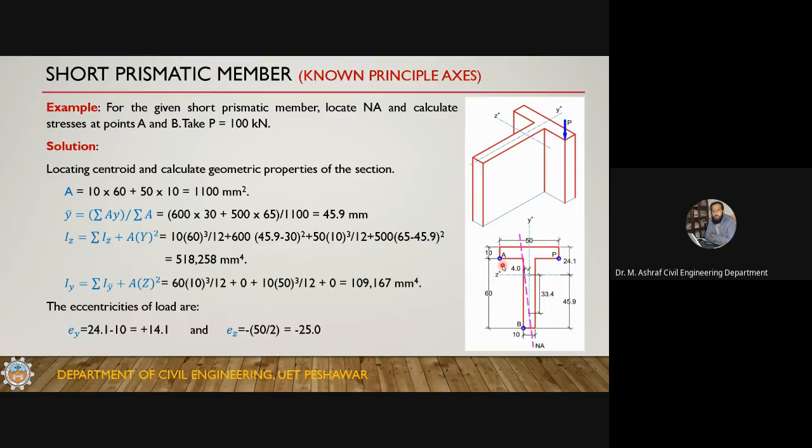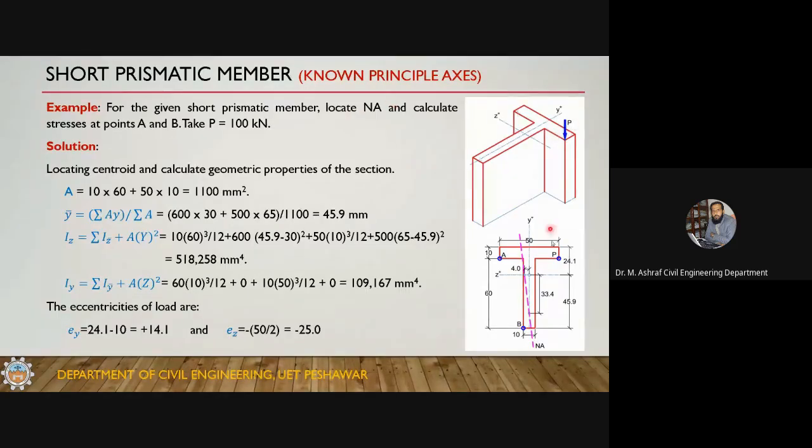For the given short prismatic member, locate the neutral axis and calculate stress at points A and B. Take P equal to 100 kilonewton. This is a prismatic member having a T section subjected to an eccentric load. The load is not applied at the centroid, but at this point, and its magnitude is 100 kilonewton.